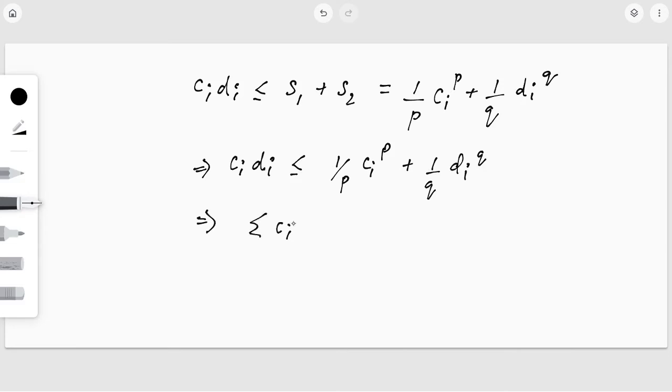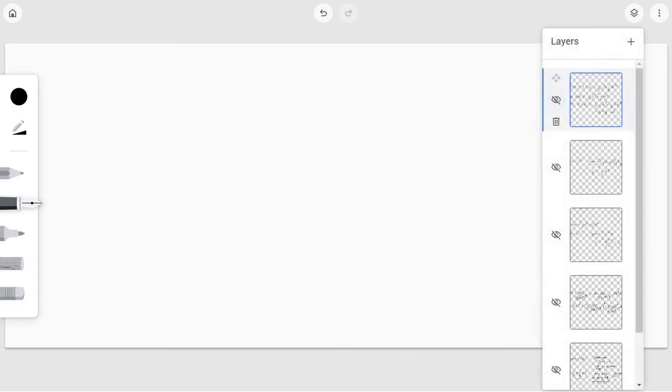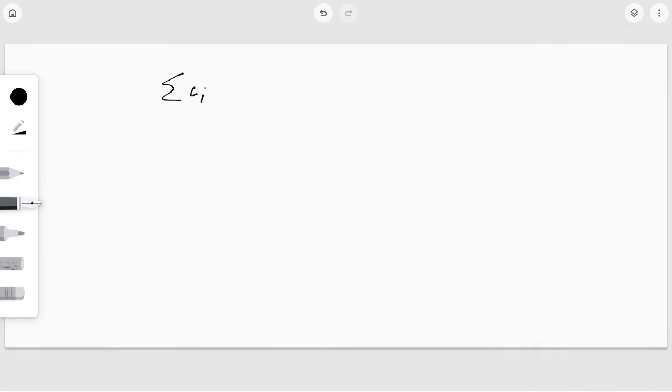Now taking summation on both the sides, what do we get? We get summation Ci Di is less than or equal to 1 by P, which is common, summation Ci raised to P plus 1 by Q into summation Di raised to Q. Now we have seen that summation Ci raised to P is 1 and summation Di raised to Q is also 1. So what will this value be? This will be 1 by P plus 1 by Q, and in the theorem it is given that this is equal to 1. So finally we have got that summation Ci into Di is less than or equal to 1.